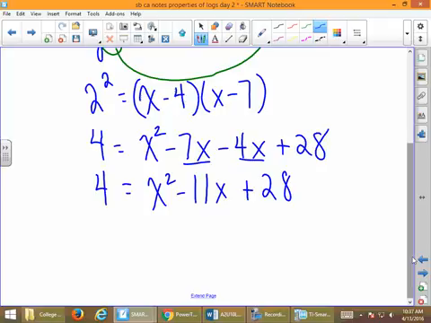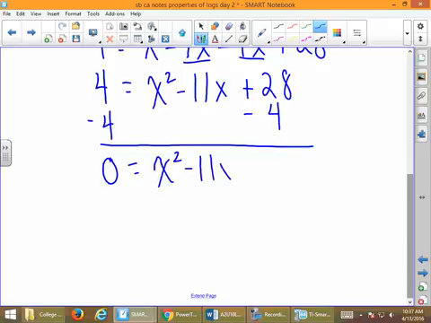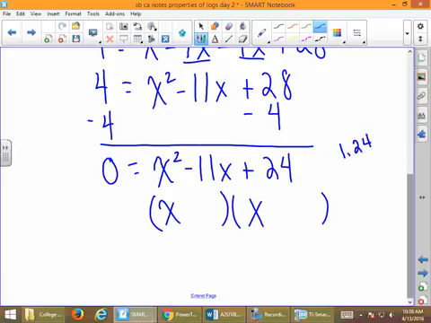And let's move the 4 over. So we have 0 equals x squared minus 11x plus 24. And we need to factor. So it's x and an x. Factors of 24: 1 times 24, 2 times 12, 3 times 8, 4 times 6. Will any of those combine, either add or subtract, to be 11?